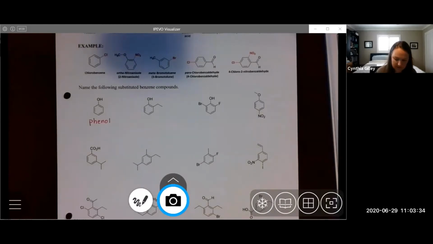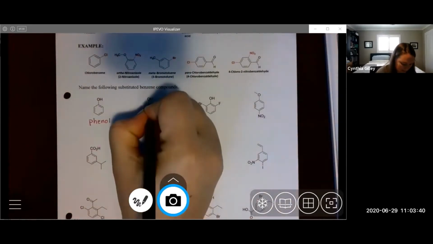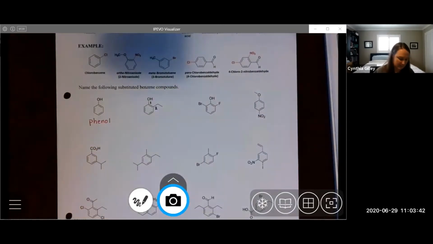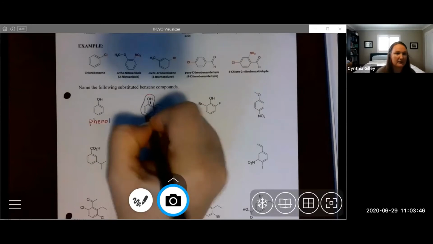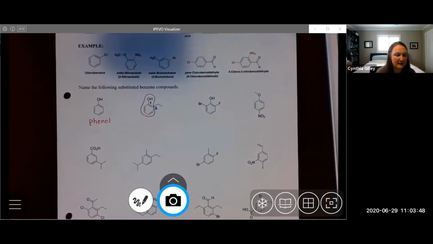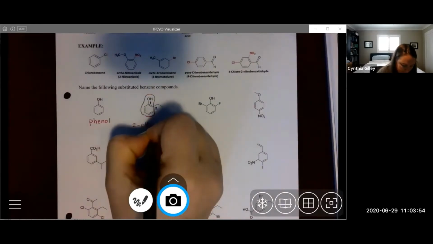Okay, so in this case, we would want to do some numbering. And again, you always start with whatever group is going to be part of your parent. That's always at carbon number 1. So I'll circle the parent numbers in there. So then this becomes 2-ethyl phenol.